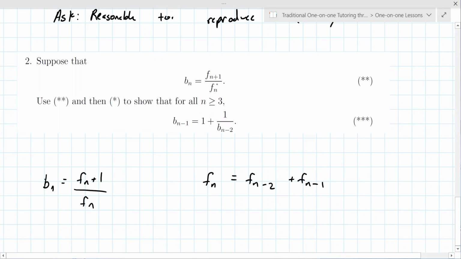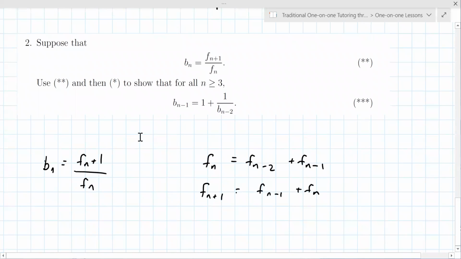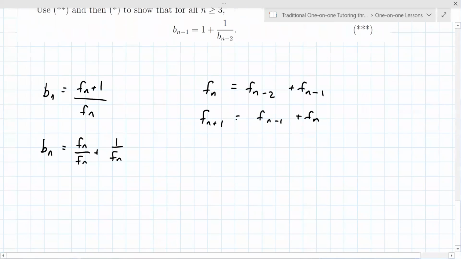So there are variations on this. Like you could say Fn plus 1 equals Fn minus 1 plus Fn. So I think what they're trying to do is play around with cancellations. So it's like Bn equals Fn over Fn plus 1 over Fn, and then that produces the 1.